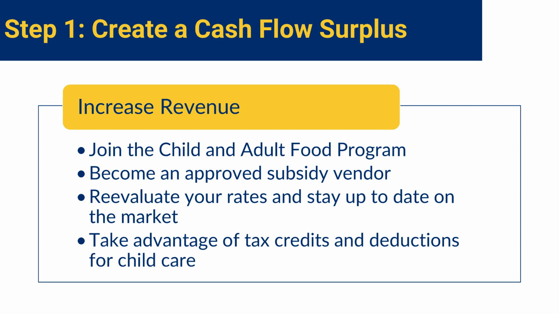Next, focus on increasing revenue. Join the Child and Adult Care Food Program. The Child and Adult Care Food Program, CACFP, is a federal program that provides reimbursements for meals and snacks for eligible children enrolled in participating childcare providers. Payments vary for breakfasts, snacks, lunches, and dinners. Learn more about current rates at CACFP reimbursement rates.